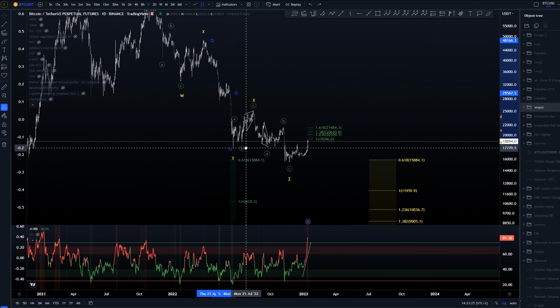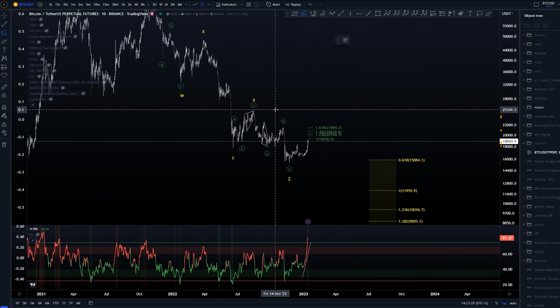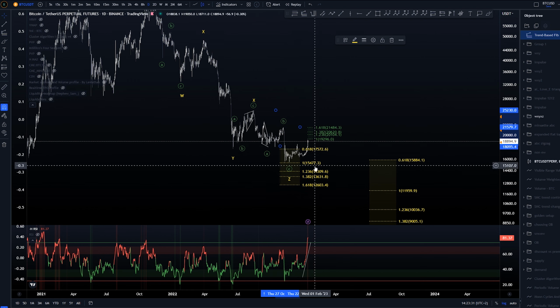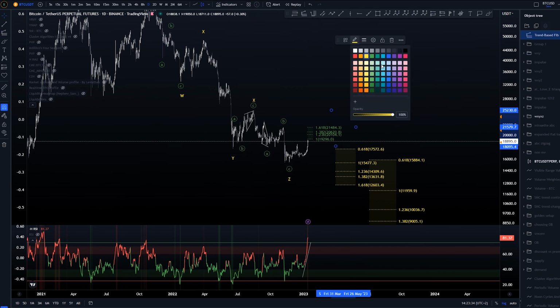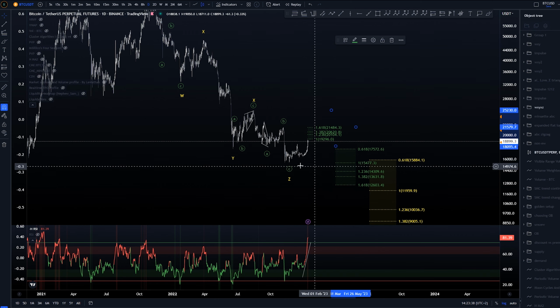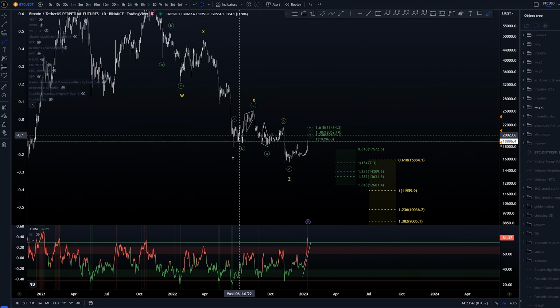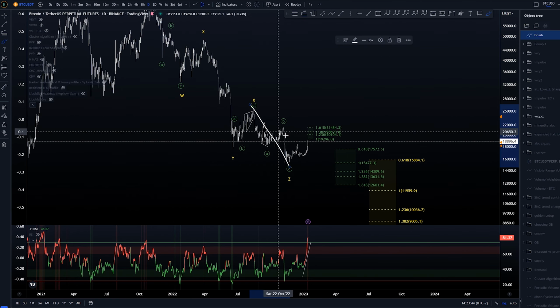Let's take a look at that again. There we go. This should be the right one. I don't know where those guys came from. So 1-to-1 here on extensions of this ABC here, and 0.618 comparison to this wave W against this wave Z.